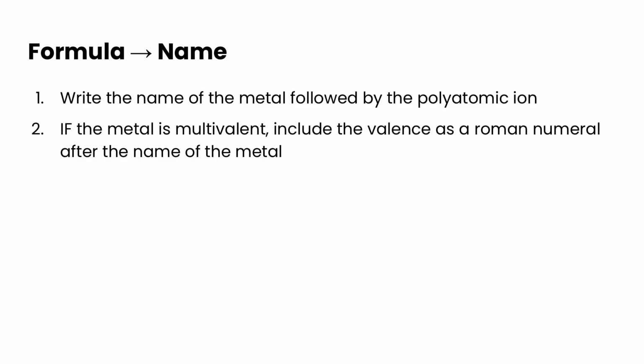Now, going in the opposite direction, going formula to name, what we're going to do is write the name of the metal, followed by the polyatomic ion. And then if the metal is multivalent, we also have to include the valence as a Roman numeral after the name of the metal. It's fairly straightforward to name these because they're just sort of identifying the polyatomic, identifying the metal, and putting it all together. All right, so let's take a look at this.